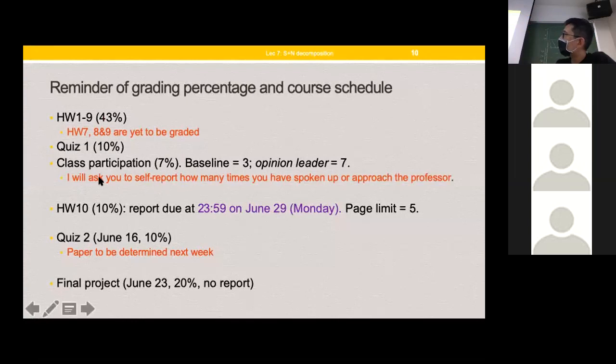By the end of the semester, I will ask you to self-report roughly how many times you have spoken up in the classroom, and how many times you have presented on behalf of your group. Just be honest. For this homework, the due date is June 29th, which is a Monday, the Monday after Dragon Boat, at midnight. The page limit is 5. This homework will account for 10% of your final grade, so please do your best on that.